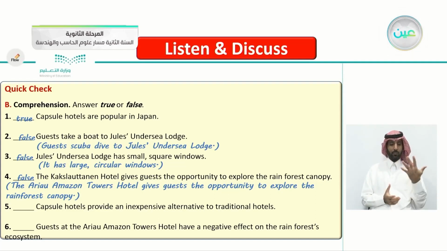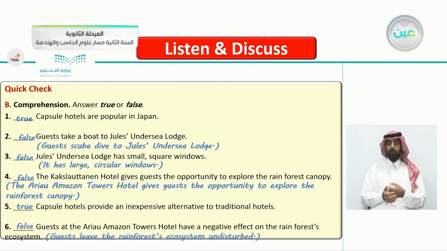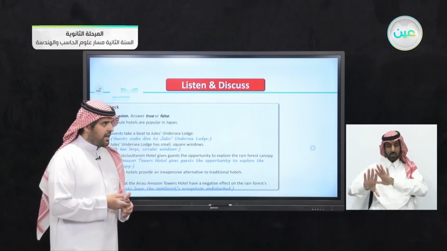Number 5, capsule hotels provide an inexpensive alternative to traditional hotels. This is, of course, true. Capsule hotels are an alternative to expensive hotels. Number 6, guests at the Ariao Amazon Tower Hotel have a negative effect on the rainforest ecosystem. Very good, this is false. Guests leave the rainforest ecosystem undisturbed. They don't disturb the ecosystem.